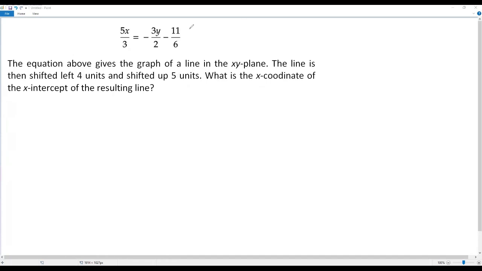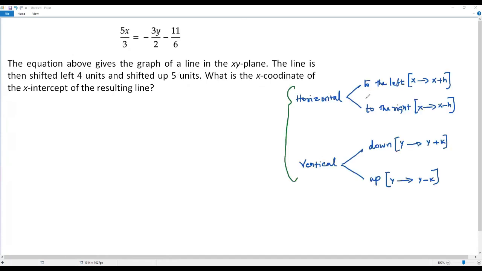Okay, now let me write the stuff. Here I have written the stuff. There are two types of horizontal translations. One is to the left and the other one is to the right. When I do a horizontal translation to the left by h units, then x in the original equation has to be replaced by x plus h. When I do a horizontal translation to the right by h units, the x in the original equation has to be replaced by x minus h.